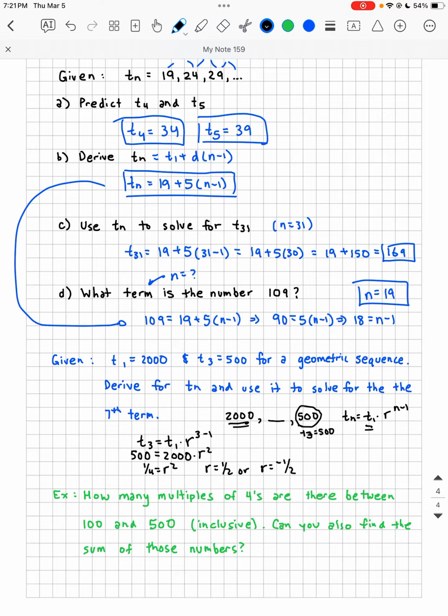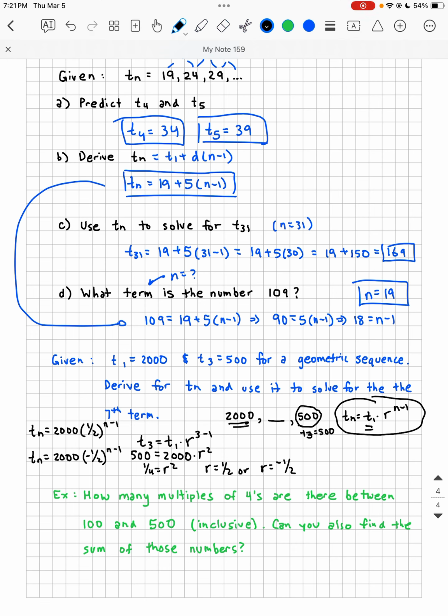So what that means is there are actually two sequences with this setup. One sequence is T of n is equal to, remember, going back to this equation, the first term, 2000, multiplied by 1/2 to the power of n minus 1. Whereas the other equation, which also satisfies this condition, is 2000 multiplied by -1/2 to the power of n minus 1. And depending on what you need to solve for, you're going to have to use the equation accordingly.